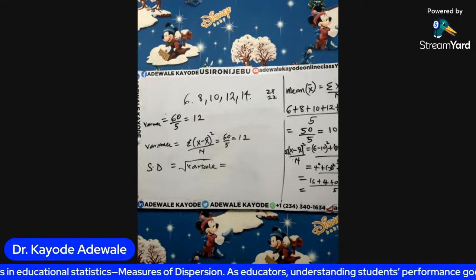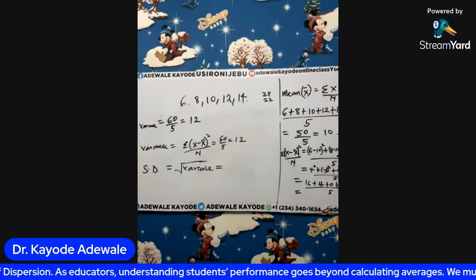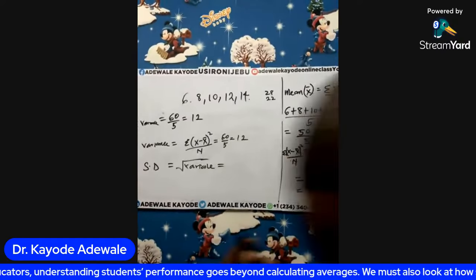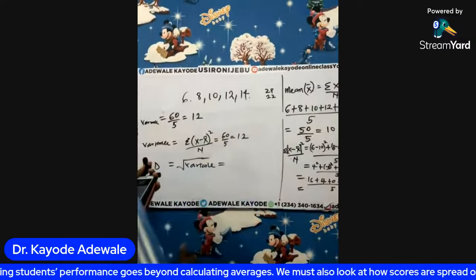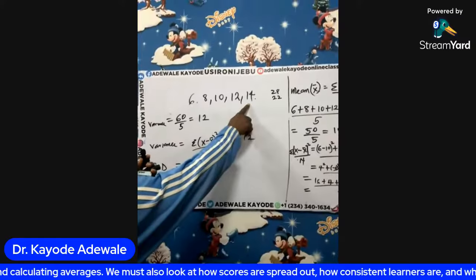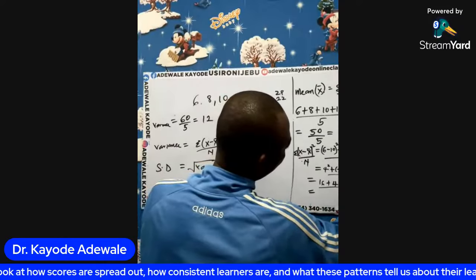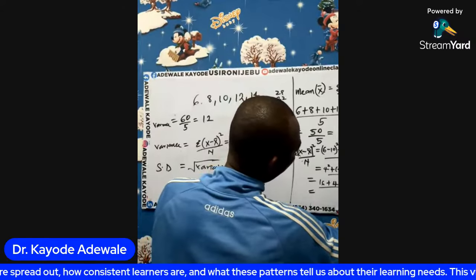Okay, I can see the last value there. The last value there is what I want to check. I want to quickly cross-check that. This is 14. So take 10 away from 14. That's going to give me 4.